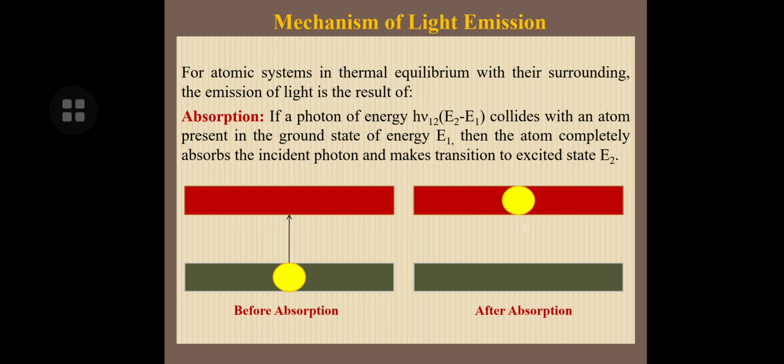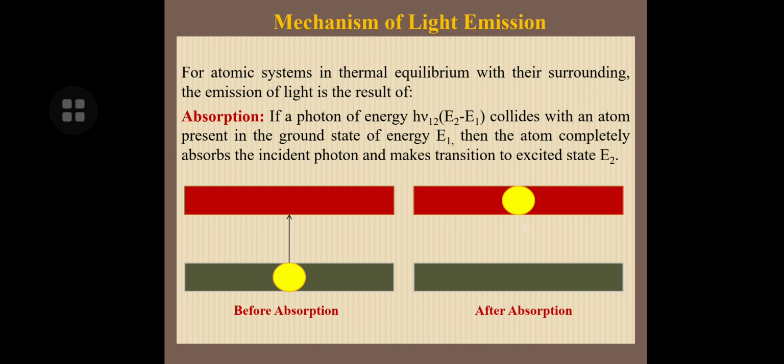What does absorption mean? If you take an atom, it contains a number of electrons, and all these electrons are located at the lower energy level. Here we take two energy levels, E1 and E2, where E1 is the lower energy state and E2 is the higher energy state. If photons are incident on the lower energy state, they are absorbed by the electron, which is excited to the higher energy state. Here the photon energy is the energy difference between E2 and E1.